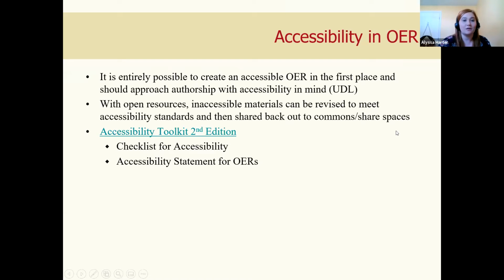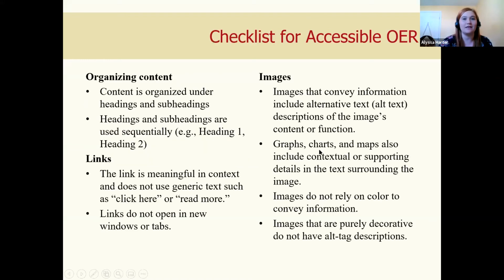It's called Accessibility Toolkit, and it's a second edition. It's actually a textbook, and it's brilliant in terms of creating an accessibility checklist, but also an accessibility statement, which I'll describe very quickly at the end of my little subsection today. The first thing I want to talk about is their accessibility checklist. And I think this can be used for both OER, but also educational materials in general.